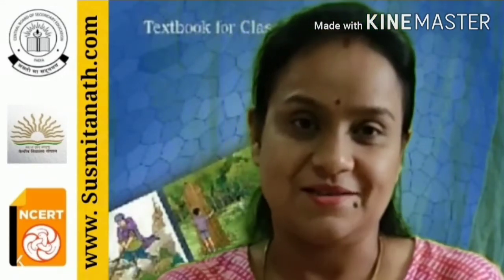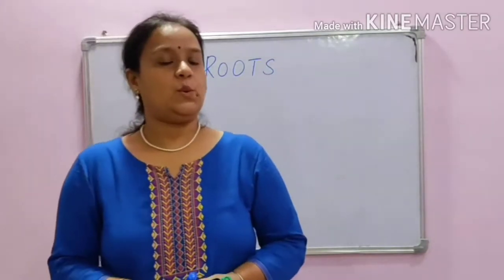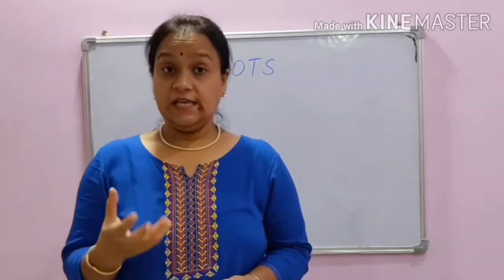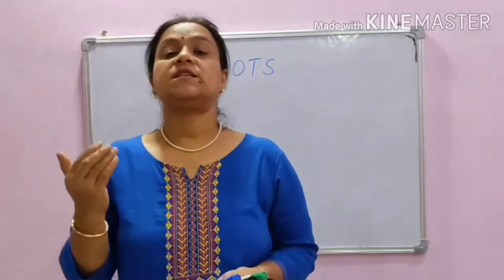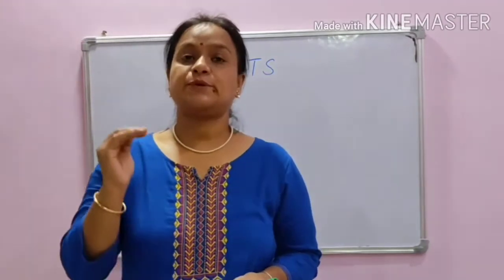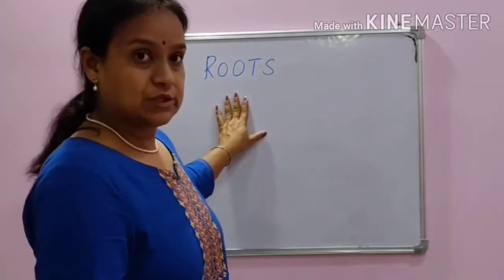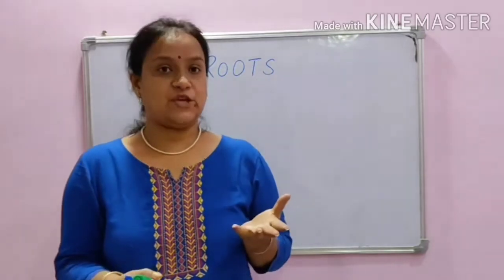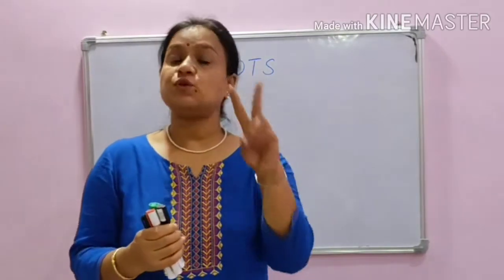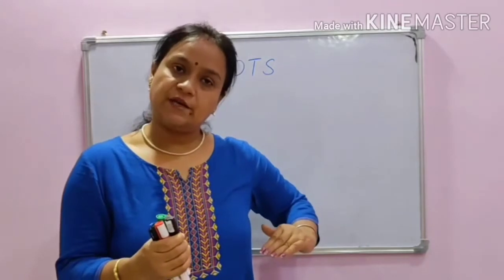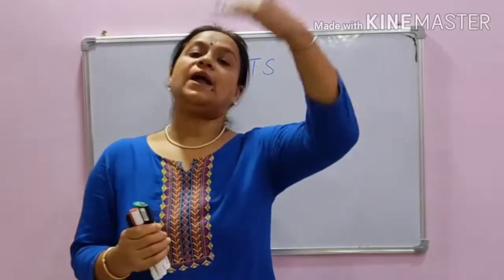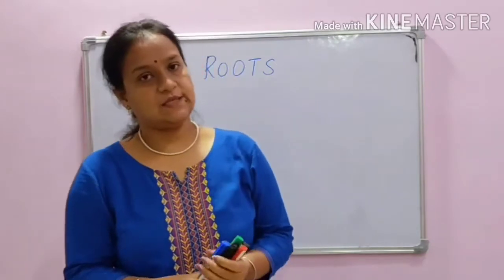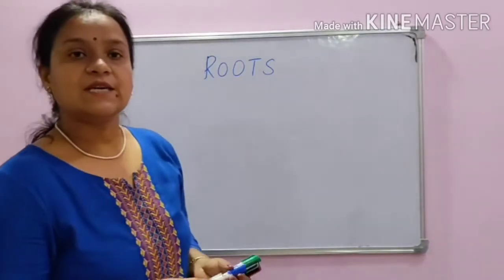Come, let us start. In my last video, I had discussed leaves, different parts of leaves, their function and types of leaf venation. So children, today we will discuss roots, their function and types of roots. You all know we have discussed in the initial part of this chapter that plants have two systems. One that remains under the ground, that is the root system, and one that remains above the ground, that is the shoot system. So today we will discuss roots.